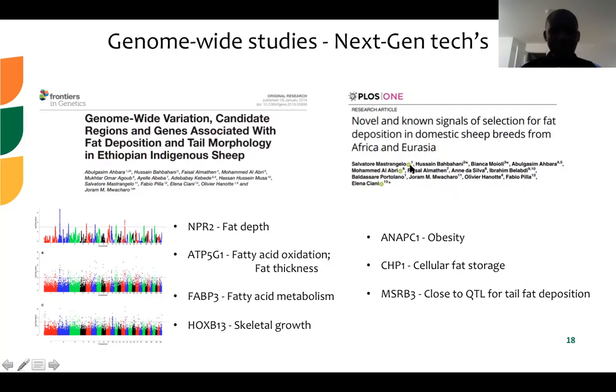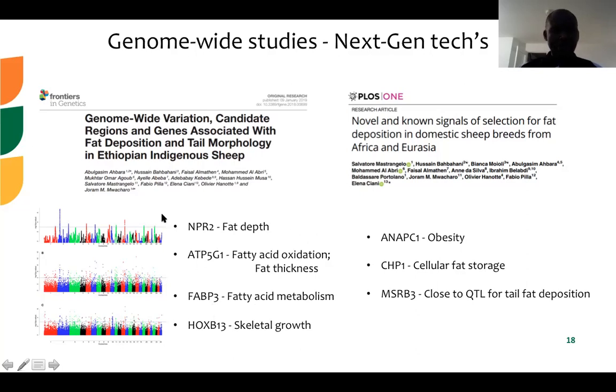A common denominator in these two studies is that we found common genes which are associated either with fatty acid extrudation or fatty acid metabolism, as well as cellular fat storage. And this suggests that these could be possible candidate genes that are associated with fat deposition in the tails or in the proximity of the tails of African fat-tailed sheep, thin-tailed sheep or fat-rumped sheep.